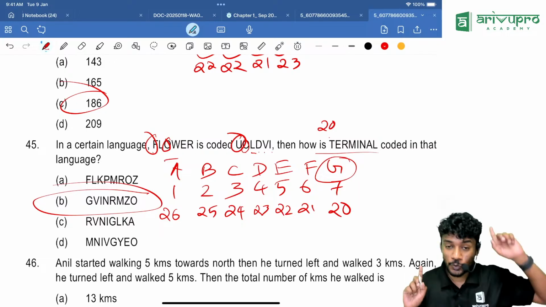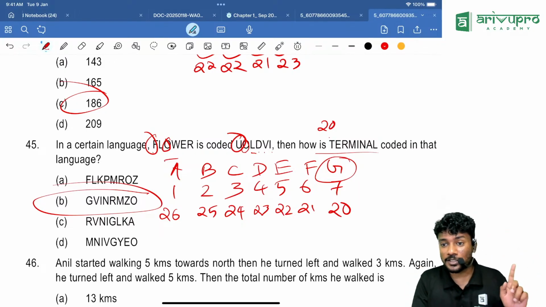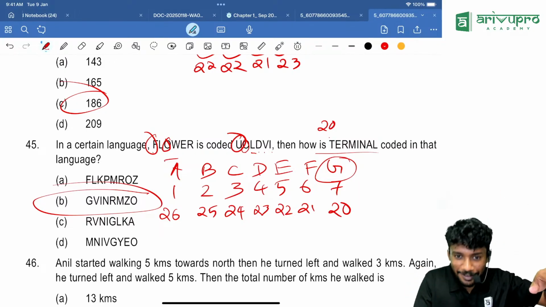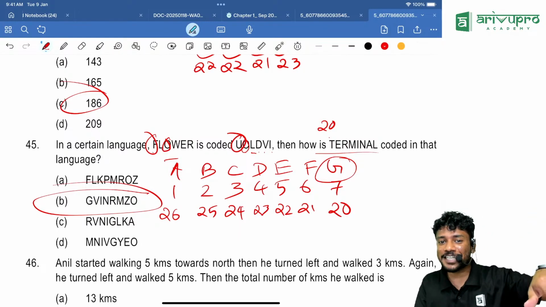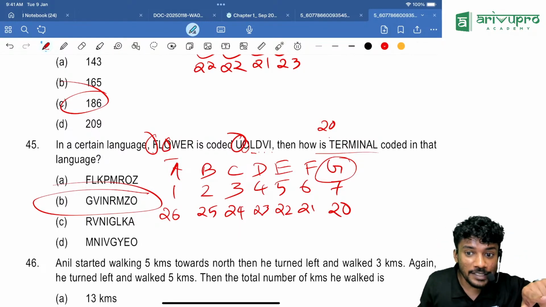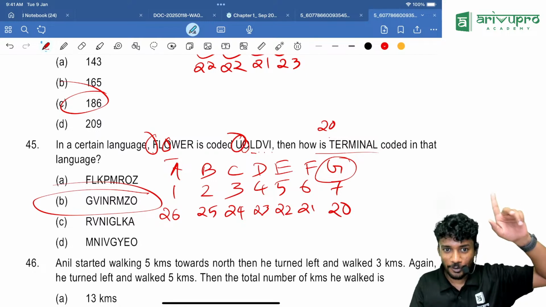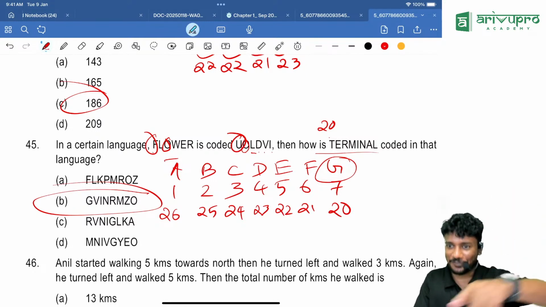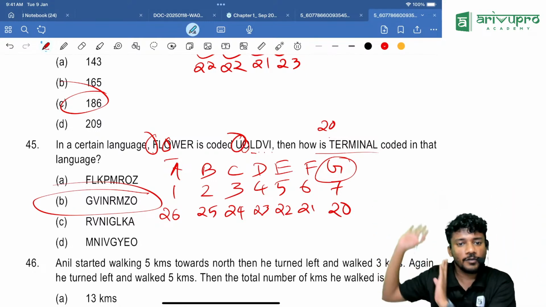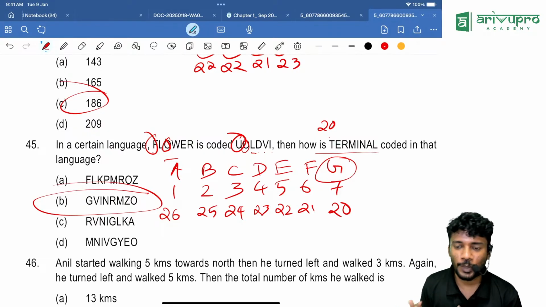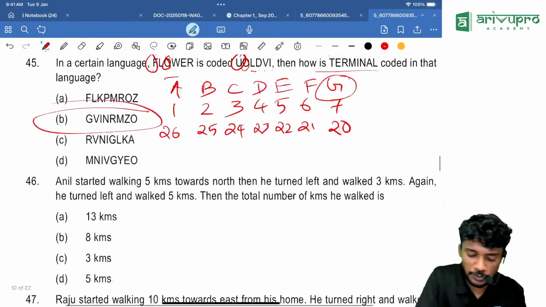Direct answer. You need to know EJOTY. EJOTY is what? E is at 5th position. Then J is at 10th position. O is at 15th position. Then T, Y, you can do it. T is at 20. Y is at 25th position.